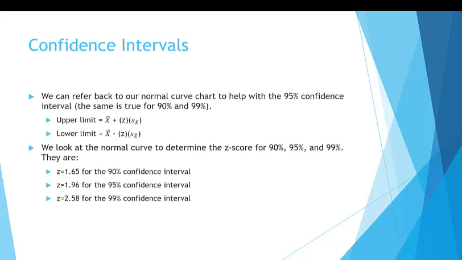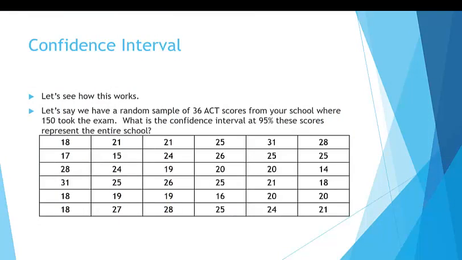So, let us take one last example of what we're looking at. So this is how it works. Let's say we have a random sample of 36 ACT scores from your school, where 150 students took the exam. What is the confidence interval at 95% that these scores represent the entire school? Okay, that's how confidence interval works, and that's the way the question would be posed to you.